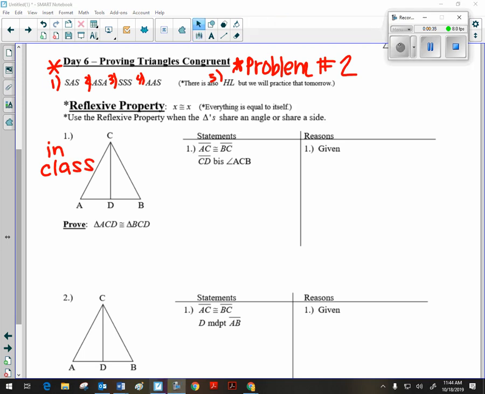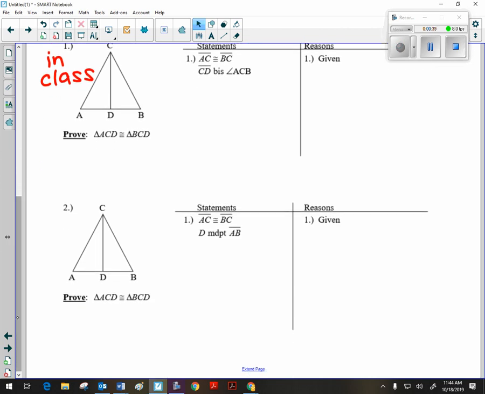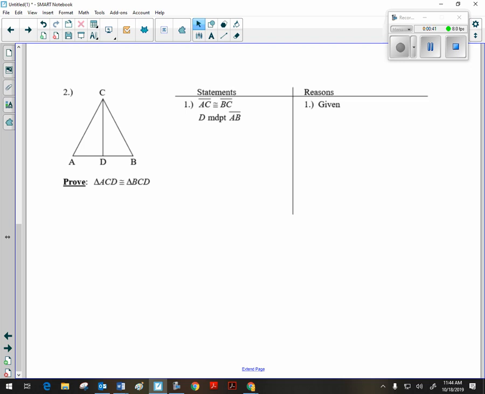Please remember, one of the things that we did discuss in class is that when we're working on proofs, it is important to remember that they must be colored. So for proof number 2, we're going to treat this the same way as we did on proof number 1. We have a 2-column proof. Column number 1 is all of the statements. These are the things that we know to be true statements about the problem.